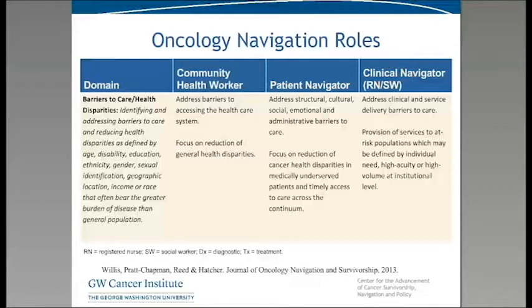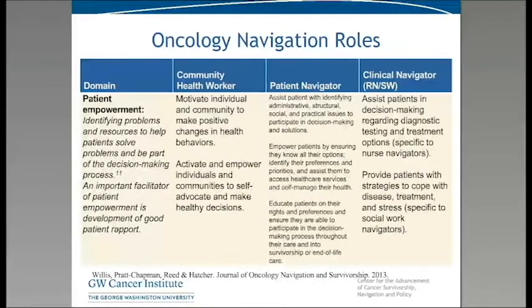But community health workers might address barriers to accessing the healthcare system itself, while a patient navigator might address structural, cultural, social, or emotional barriers to care once someone was in the system or entering the system, and a clinical navigator might provide services to at-risk populations, which might be defined by high need, high acuity, or high volume at the institutional level. Here's another example of another domain that we mapped, patient empowerment.